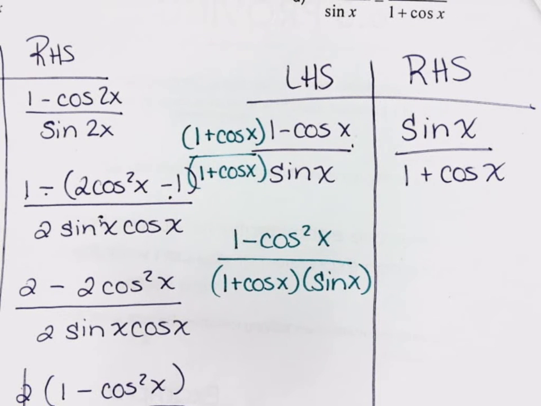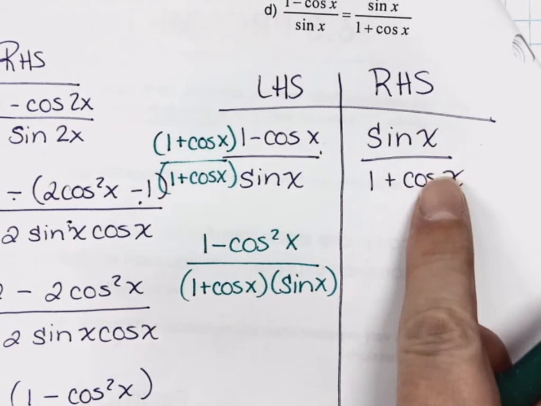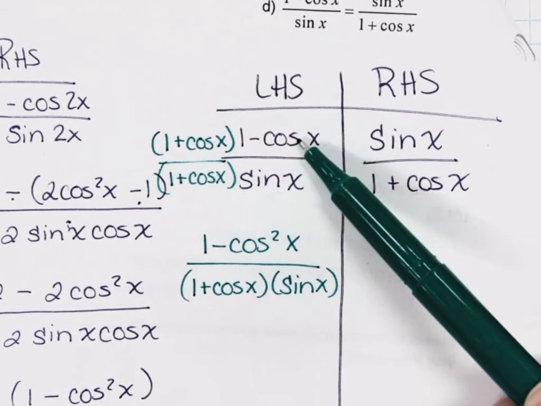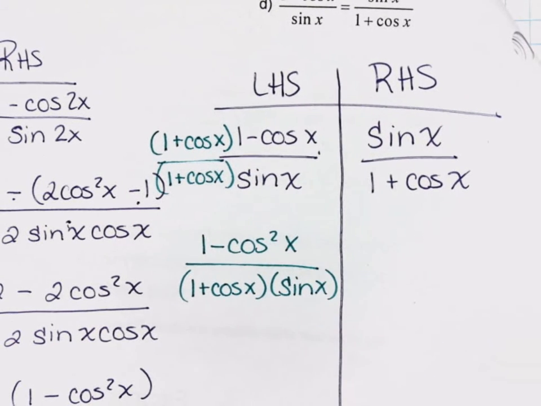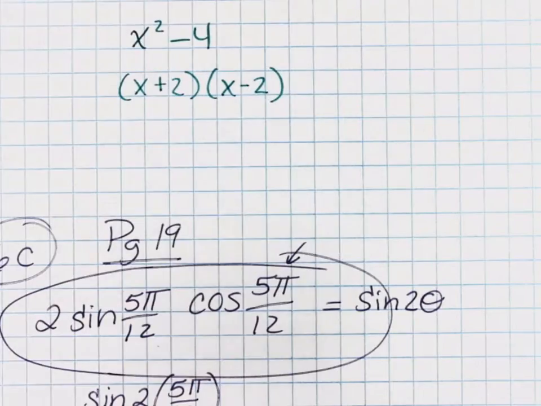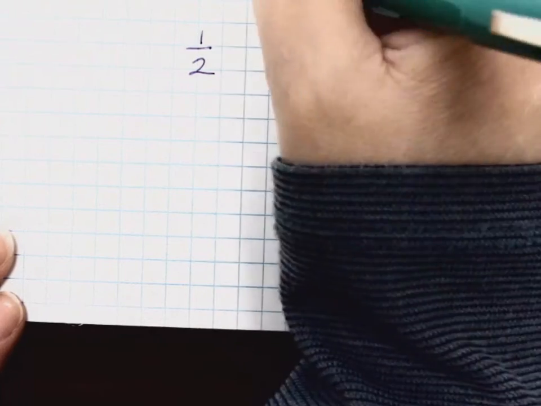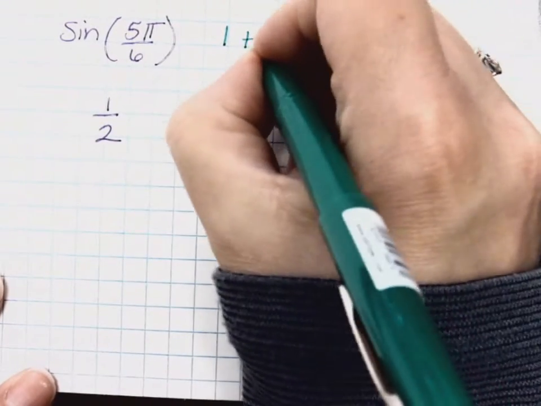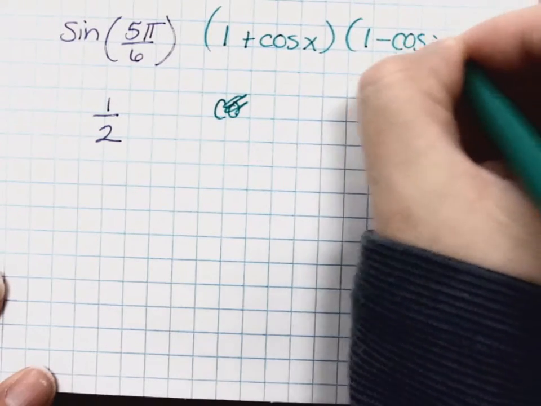Sorry, which numerator, denominator, what are we talking about? Like here, are you asking if I do it to this side? So I multiplied these two together, and they're factors, I just didn't multiply them through. Oh, okay. So you want me to do the expanded version. So I've got 1 plus cos x times 1 minus cos x.